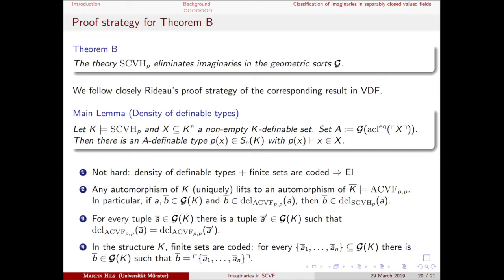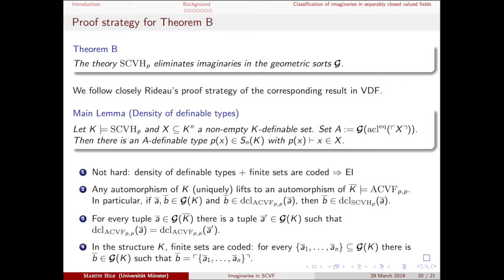If you have a finite subset of G of k, first of all, it can be coded in ACVF by a tuple in G of k-bar, but this one is then interdefinable in ACVF with a tuple from G of k, and this interdefinability holds even more so in ACVF. So you get coding of finite sets almost for free, reducing it to coding of finite sets in ACVF. And so the big part which is missing is this density of definable sets.